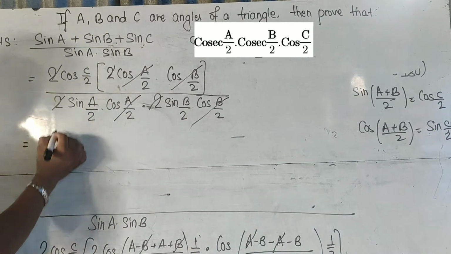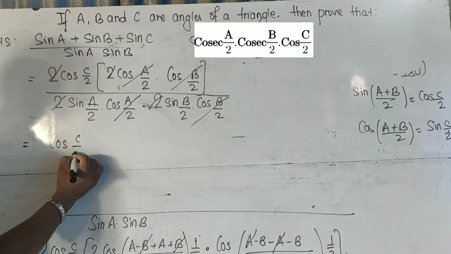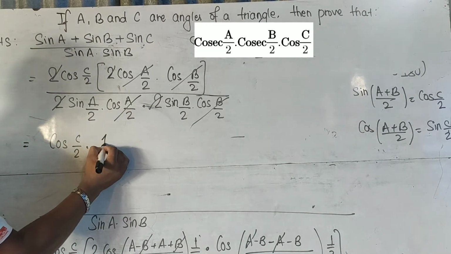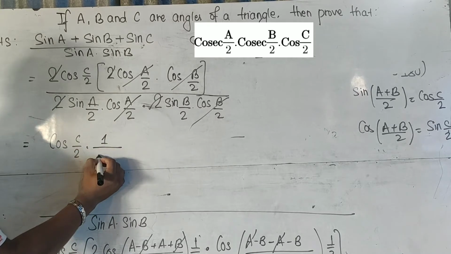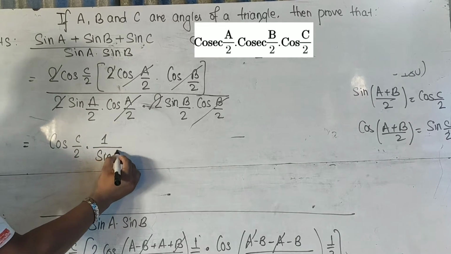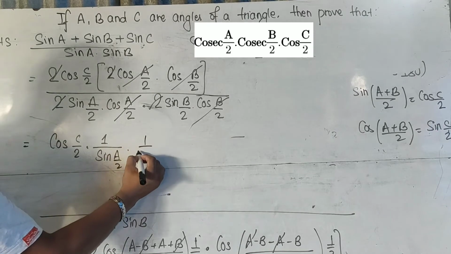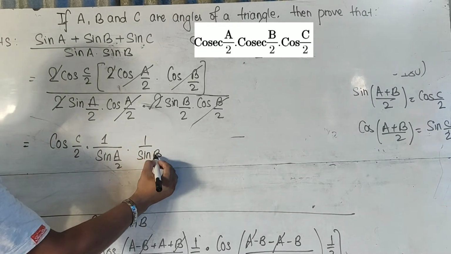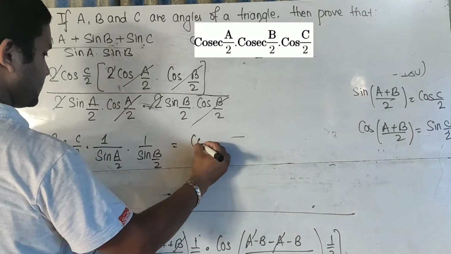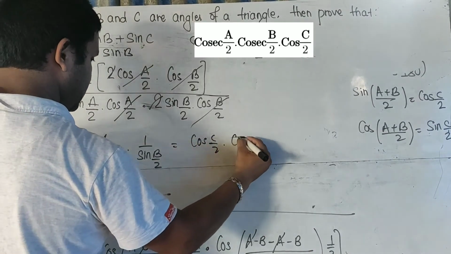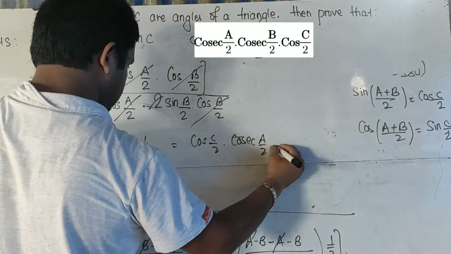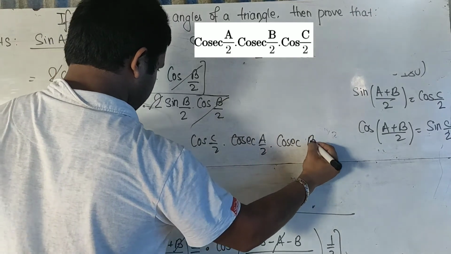Now what you have left in the numerator is cos(C/2) into 1 by sin(A/2) dot 1 by sin(B/2), which further changes to cos(C/2) dot cosec(A/2) dot cosec(B/2).